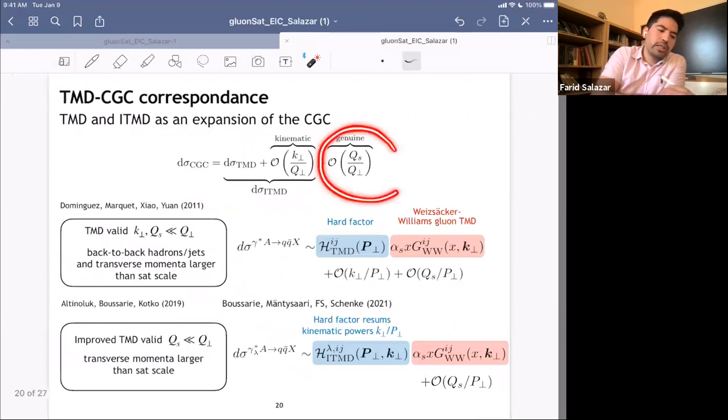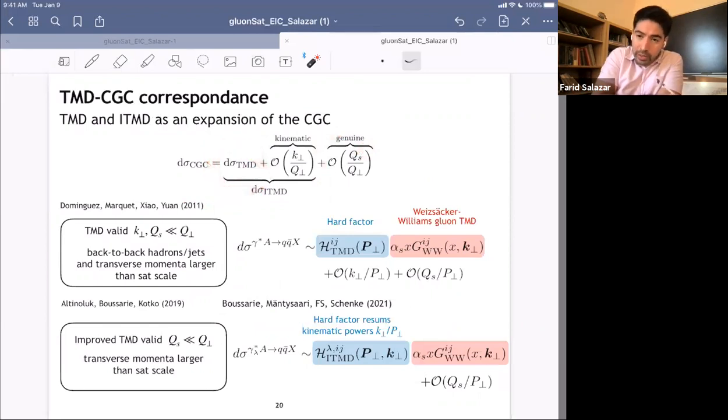But if you use the CGC, it also contains these genuine saturation corrections, which are enhanced with Qs. This object here, this TMD, contains already information about Qs on the Weizsäcker-Williams, but these genuine saturation corrections go beyond that. They cannot be expressed just as a single gluon exchange of the Weizsäcker-Williams. It goes beyond that picture. And just to remind you, at leading order at least, this production of a pair of quark anti-quark will be given by a hard factor and this Weizsäcker-Williams.